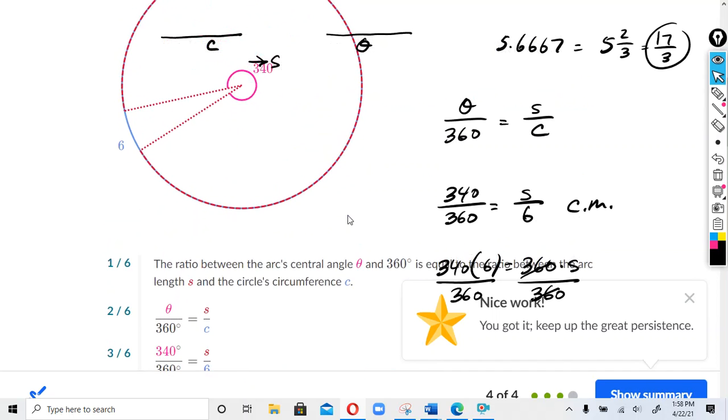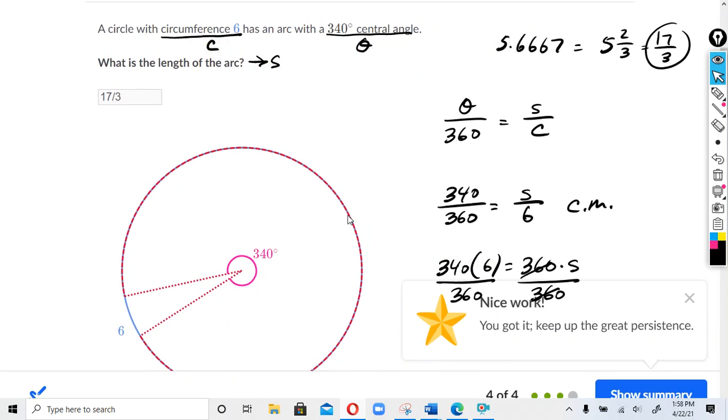So look, if you have to reduce the fraction, I'll rewrite it. 340 over 6. 340 times 6. That's 2040, and that's divided by 360. So enter this in the fraction reducer. 2040 divided by 360. Let me see if I can find it.